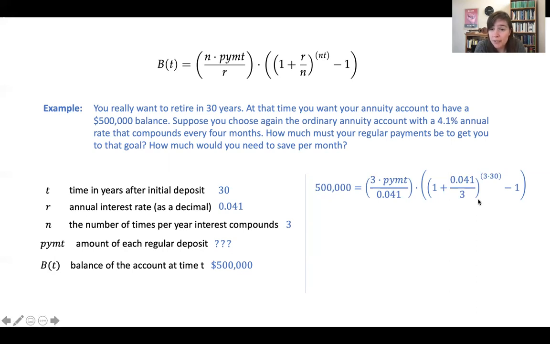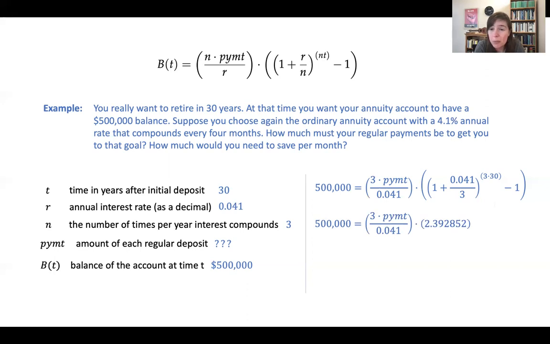So first, I would recommend taking this expression on the right, this 1 plus 0.041 divided by 3 raised to 3 times 30 minus 1, and just calculate that first. And so if you plug this into your calculator or Wolfram Alpha, now your expression is 500,000 is 3 times payment divided by 0.041 times, all right, this number ended up being 2.392852. I just took a boatload of decimals here just so I didn't have to worry about rounding errors. I'll just keep a bunch of decimal places.